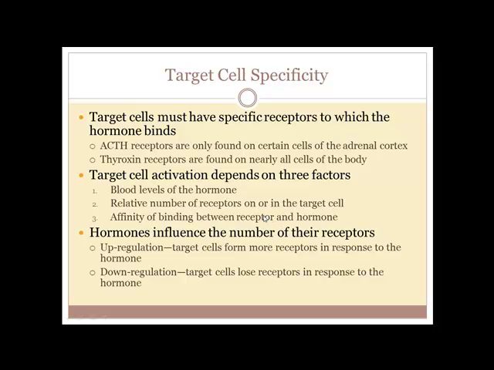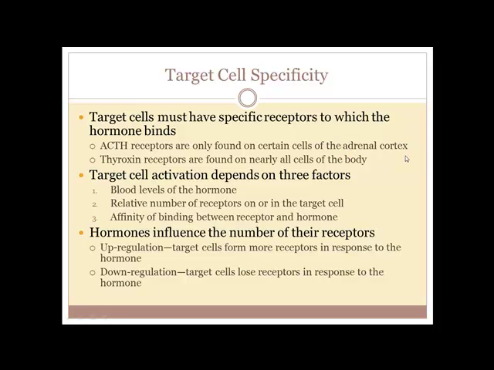Target cells are very specific to which hormones will interact with them. Each cell has specific receptors. If a hormone comes along and doesn't interact with that receptor, it doesn't affect that cell. For example, ACTH, adrenocorticotropic hormone, is only found on certain cells of the adrenal cortex, nowhere else in the body. So if we raise our ACTH levels, it won't affect anything in the body other than the adrenal cortex.